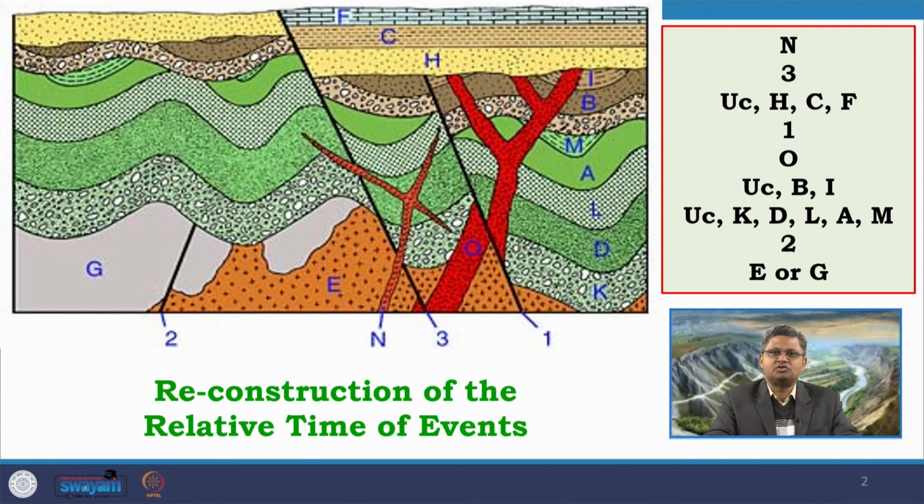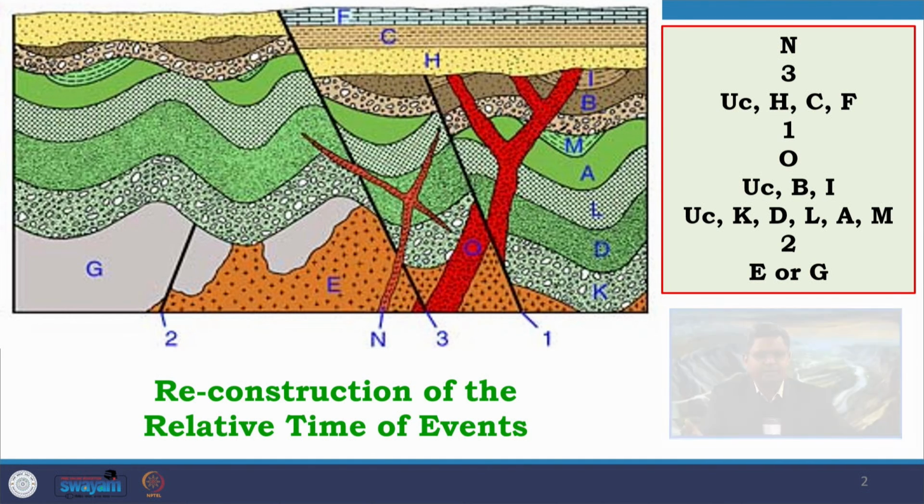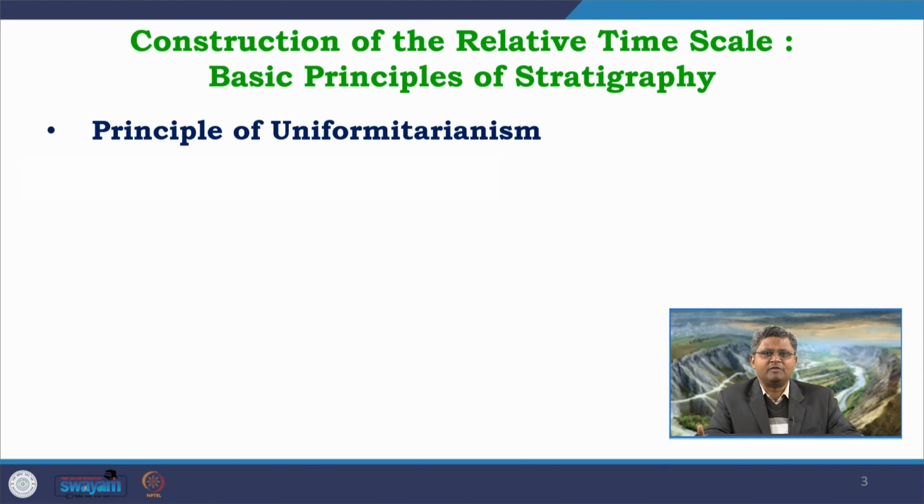So, this is the reconstruction of the relative time of events, and when we are doing that, very commonly, knowingly or maybe unknowingly, we are applying some basic principles of stratigraphy. These are some very fundamental principles which I think all of us know about. The first one is the principle of uniformitarianism, which says the present is the key to the past. That means the processes that we can observe today, and their products, used to happen in the same way in the past.